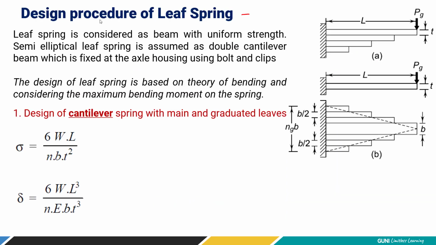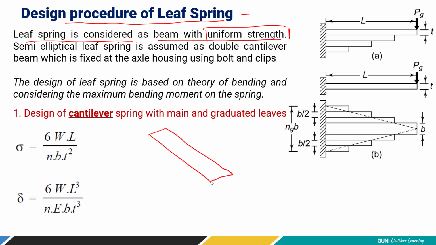So in the design procedure of a leaf spring, we need to understand the mathematics and the theory behind it, right? The leaf spring is considered as a beam of uniform strength. This statement is very important. Now what is uniform strength? Let's try to understand. Let's say we have a beam whose cross section is constant. Try to understand this word, uniform strength.